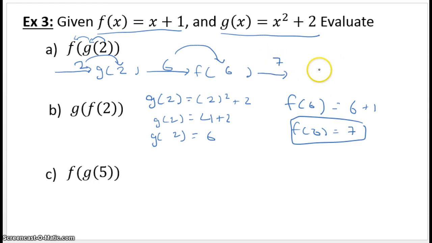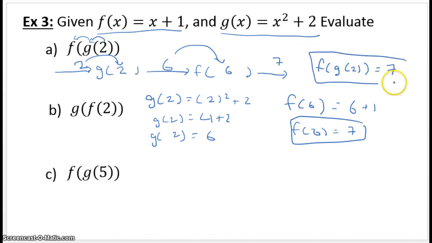Now to properly write the solution, I can't just write 7, because what's 7? 7 doesn't mean anything to me unless it's got something attached to it. So we're saying that f of g of 2 is equal to 7, and that's how we would write our final answer. You can do the same steps for B and C, and we'll see this in class in more detail. We have about 4 more minutes before I finish this part of the lecture, so let's go ahead and skip to the next one.